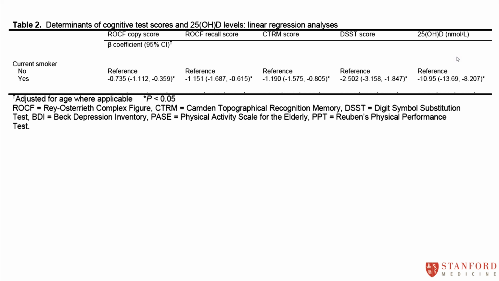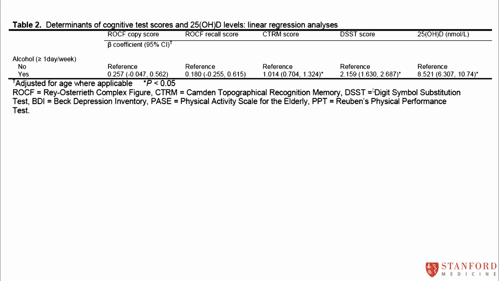How about smoking? Well, not surprisingly, smoking is a binary variable, so it's easy to interpret. Vitamin D goes down with more smoking. If you're a smoker compared with a non-smoker, the reference group here, smokers are on average 10.95 nanomoles per liter lower in their vitamin D levels than non-smokers. And also notice that across all of the cognitive scores, your cognitive score goes down if you smoke. So another potential confounder.